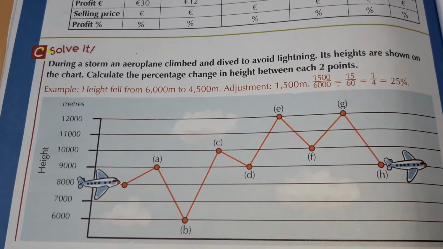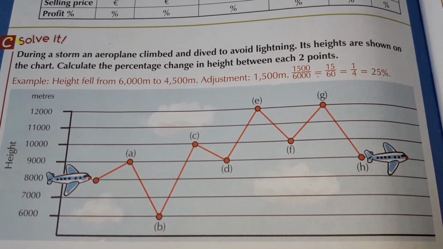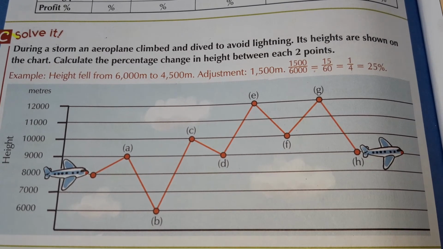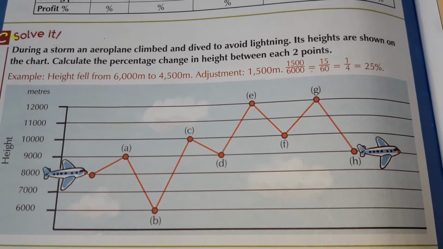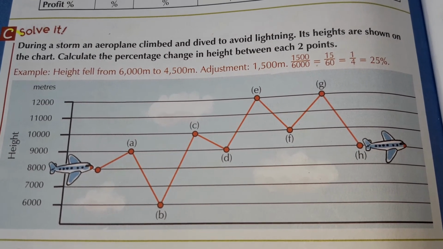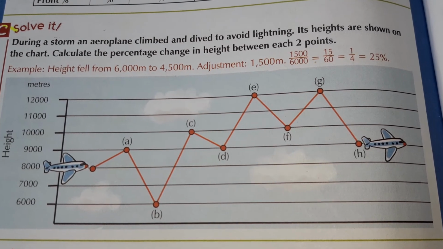And this one looks a little bit complicated, but it's actually not too bad when you go to do it. So during a storm, an aeroplane climbed and dived to avoid lightning. Its heights are shown on the chart. Calculate the percentage change in height between each 2 points. So for example, if the height fell from 6,000 meters to 4,500 meters, that's an adjustment, or a difference if you like, of 1,500 meters.